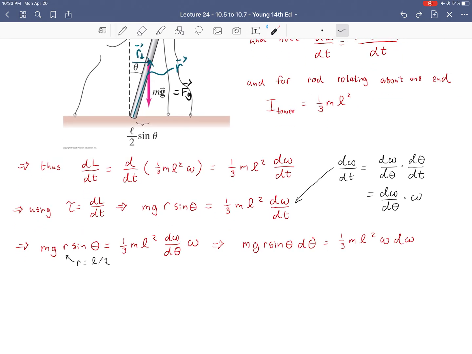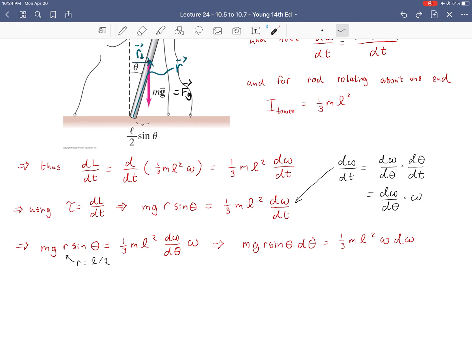All right. So now that we've done our differential substitution, we'll do a couple things. Remember, this is the moment arm, the component of the displacement vector. Well, the displacement vector is exactly L over 2, because it's a uniform density rod, so the center of mass is exactly in the middle. Now again, sine theta changes, but the r being L over 2 does not. Here is my new d omega over dt, rewritten as d omega over d theta times omega.